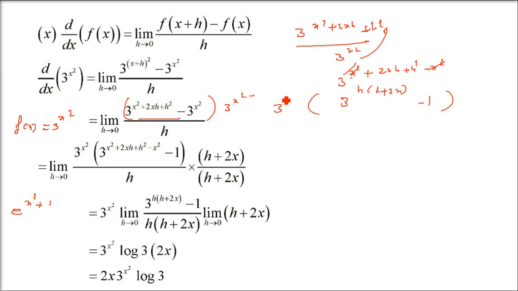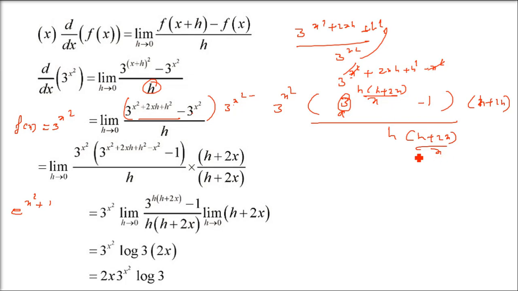So 3 raised to h(h plus 2x) minus 1, you need in the denominator as well. This 3 raised to x square will be in the numerator. Now we have h here, so you have to have an h plus 2x. So multiply h plus 2x here, and you have to multiply h plus 2x here also. So this whole, just assume it to be a: (a raised to x minus 1) by x. What will this be if x tends to 0? This is going to be log a base e, so this is going to be log 3.